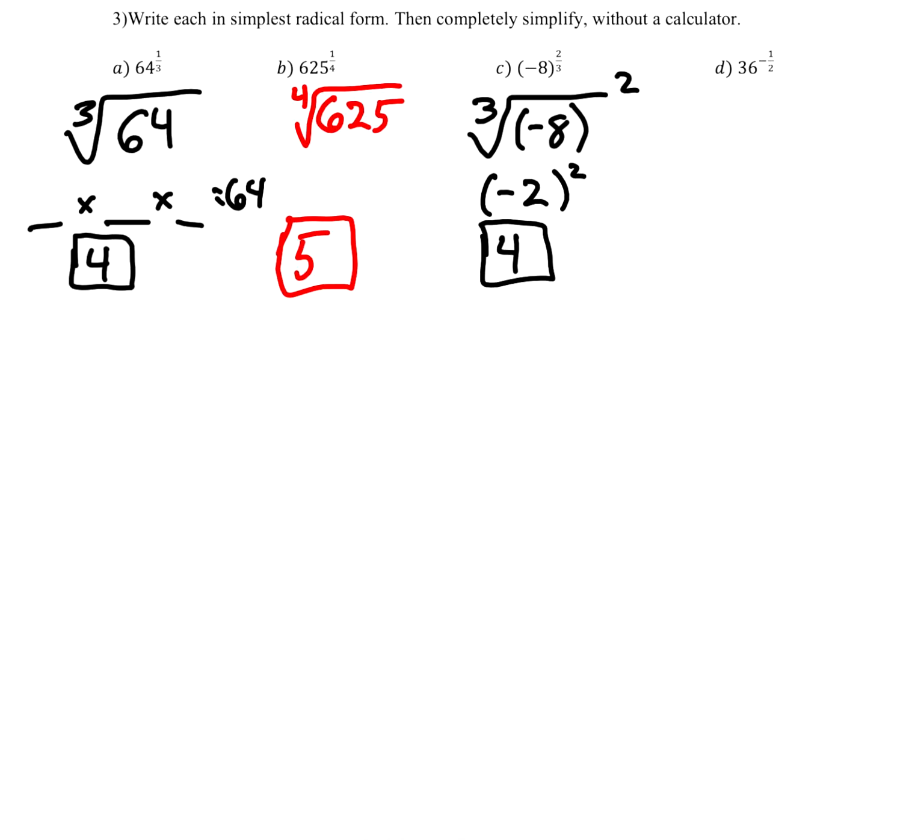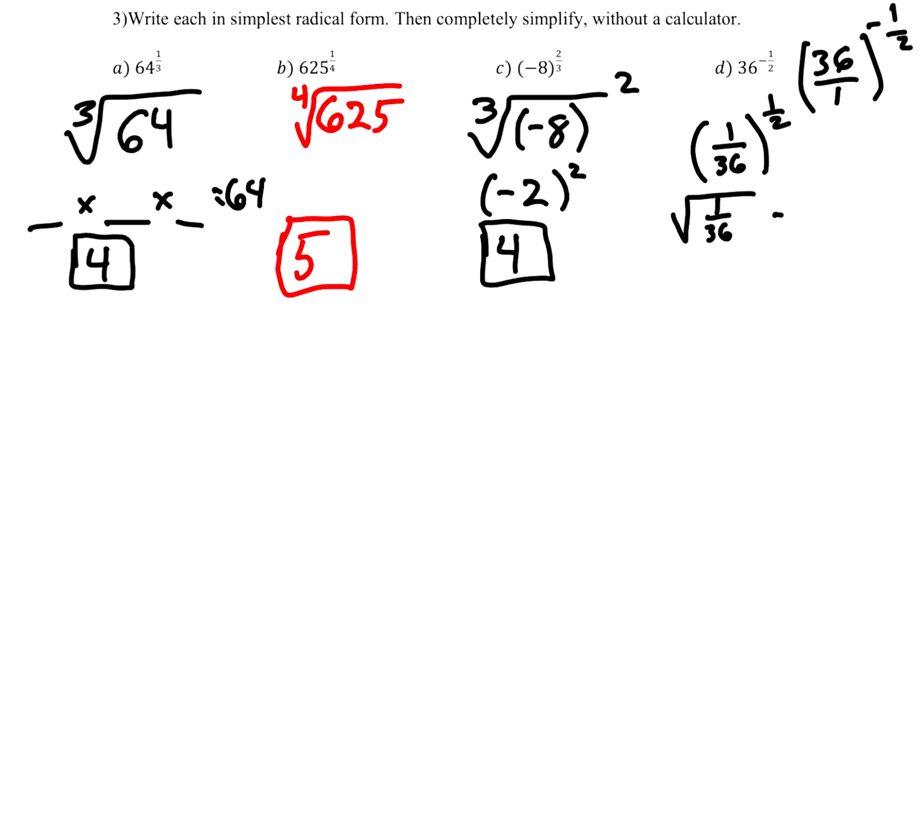And the last one, D. Ooh, what's a little bit different about D than what we have been doing? Well, it is a rational exponent, but it's also negative, so we have to deal with the negative first. So we can think of it as 36 over 1 to the negative 1 over 2, if that's easier to think of for you. So we first need to flip the base to make that a positive exponent, so now it'll be 1 over 36. And now it's positive to the 1 over 2. And now since it's to the 1 over 2, that is our radical 1 over 36.